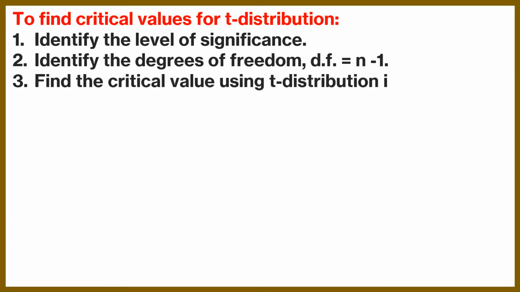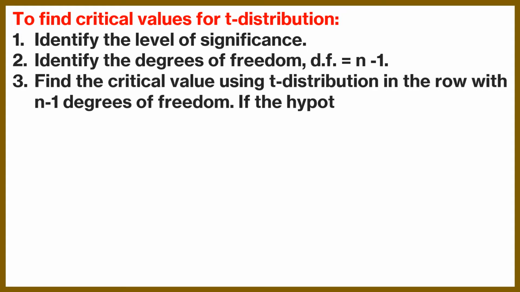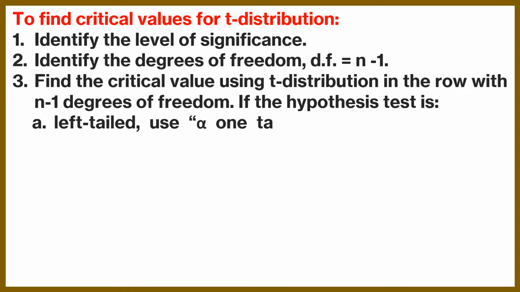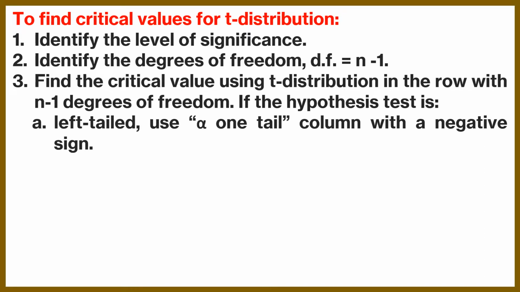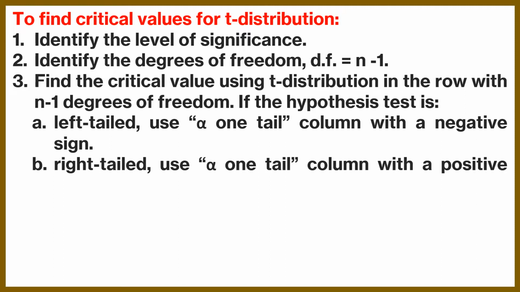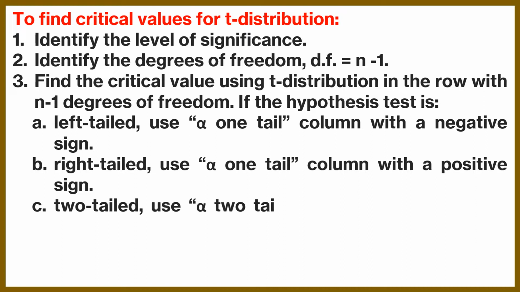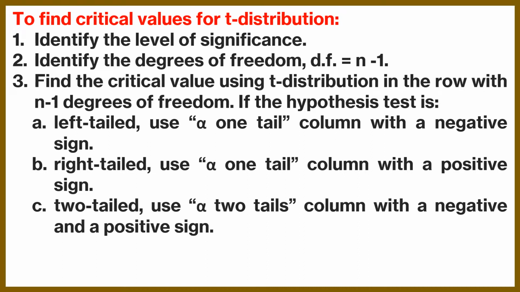Number 3, find the critical value using the T distribution in the row with n minus 1, or sample size minus 1, degrees of freedom. So if the hypothesis test is left tail test, use one tail column with a negative sign. Then right tail test, use significance level one tail column with positive sign. And then two tail test, use the significance levels two tails column with a negative and positive sign.